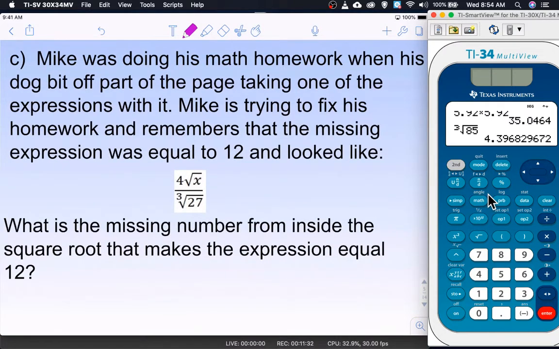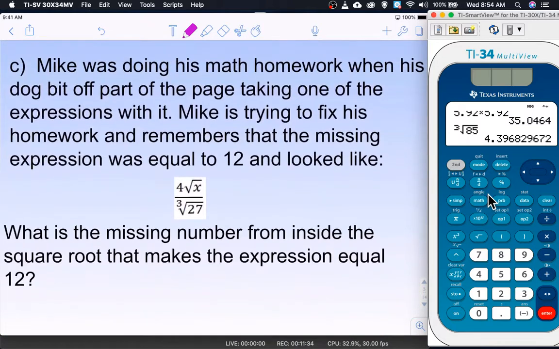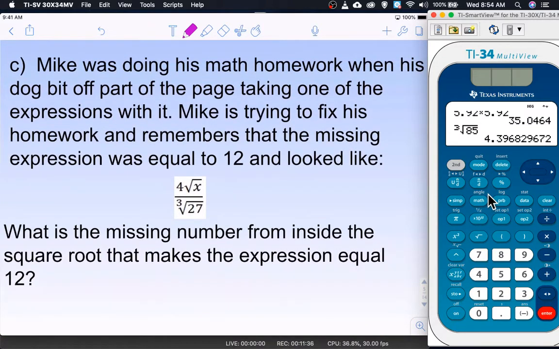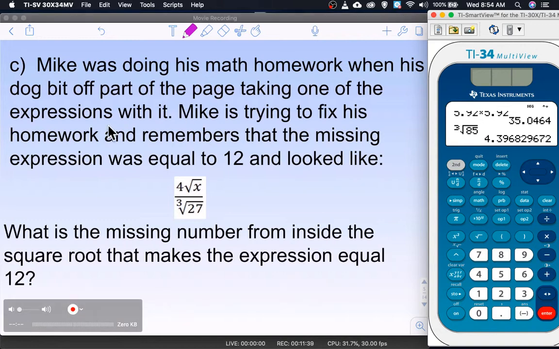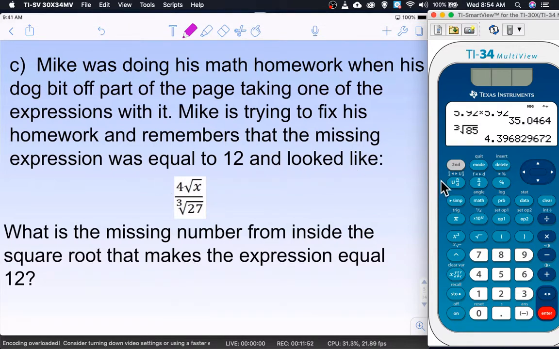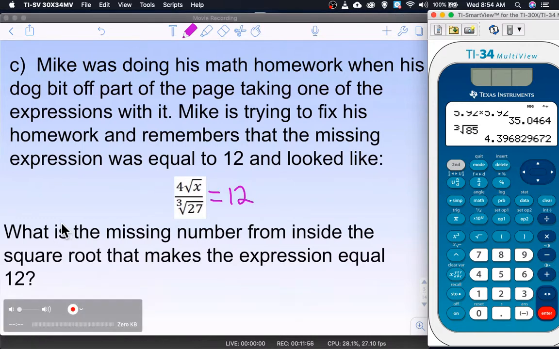I think I'm going to do one more, and I think the next one will be for you. Mike was doing his math homework when his dog bit off part of the page, taking one of the expressions with it. Mike is trying to fix his homework and remembers that the missing expression was equal to 12 and looked like this. So this is equal to 12. What is the missing number from inside the square root that makes this expression equal 12?